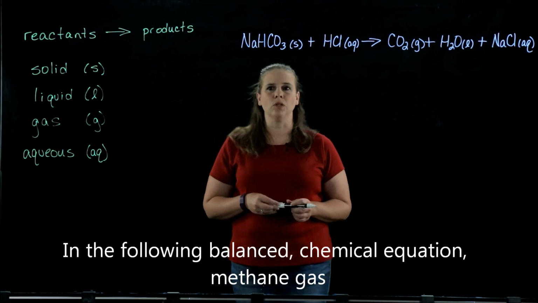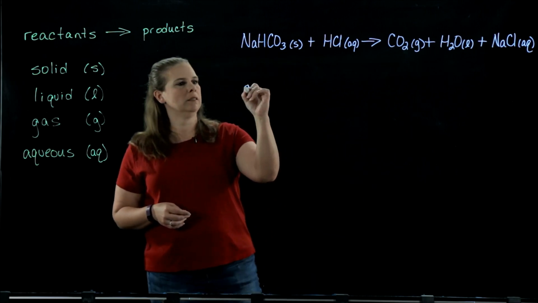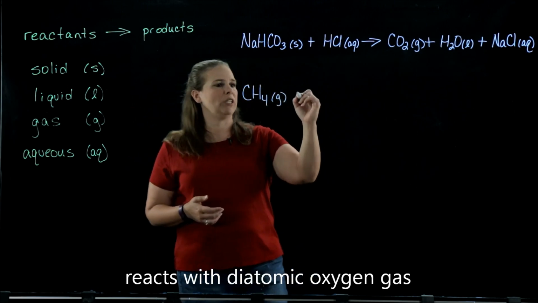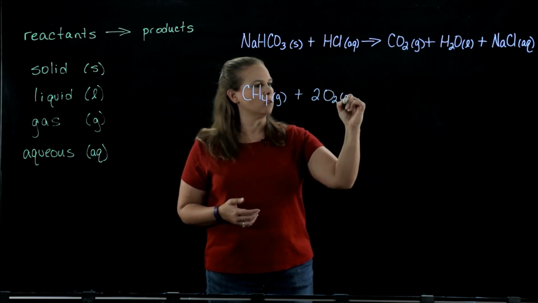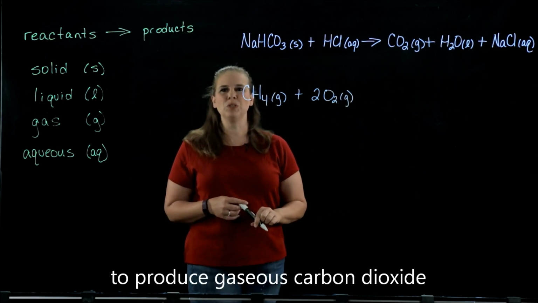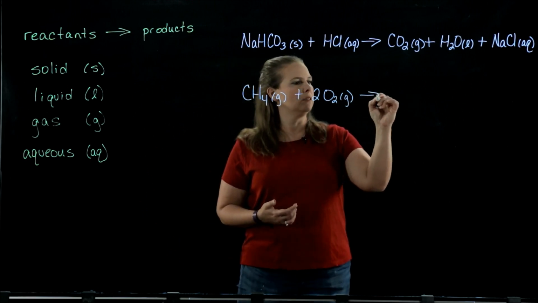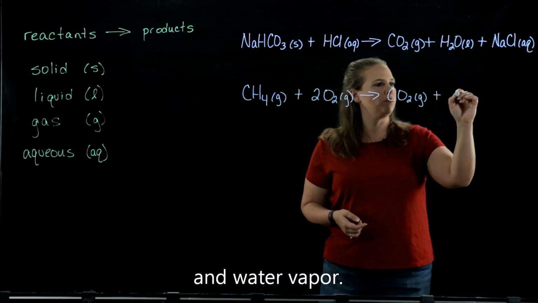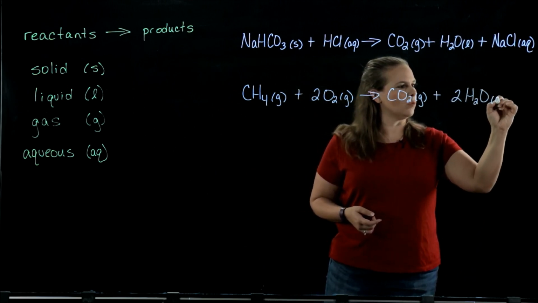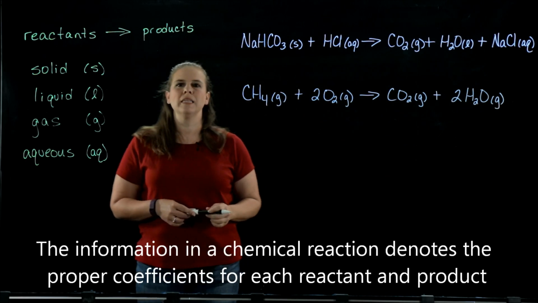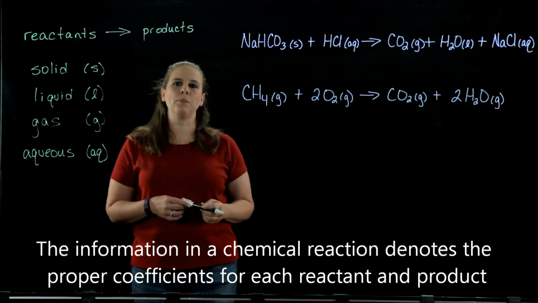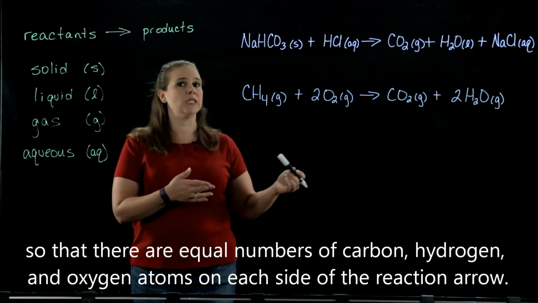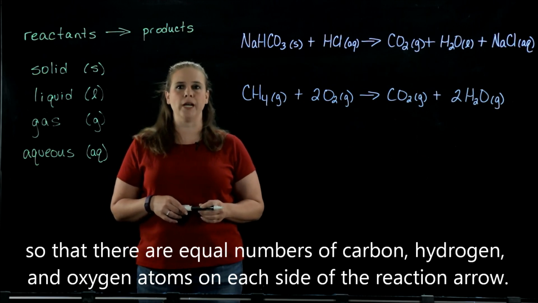In the following balanced chemical equation, methane gas reacts with diatomic oxygen gas to produce gaseous carbon dioxide and water vapor. The information in the chemical reaction denotes the proper coefficient for each reactant and product so that there are equal numbers of carbon, hydrogen, and oxygen atoms on each side of the reaction arrow.